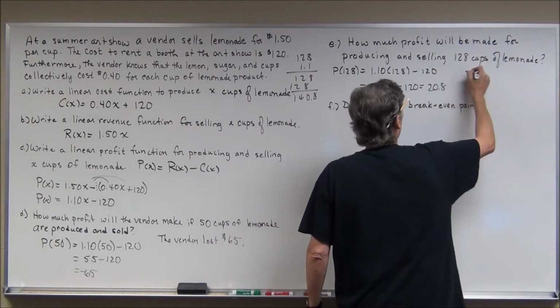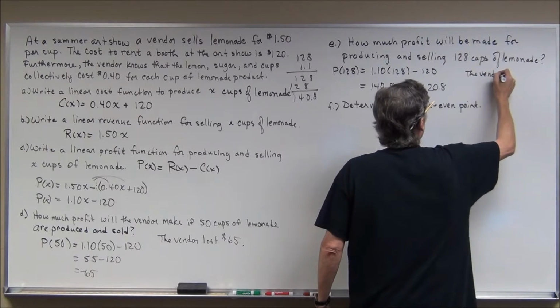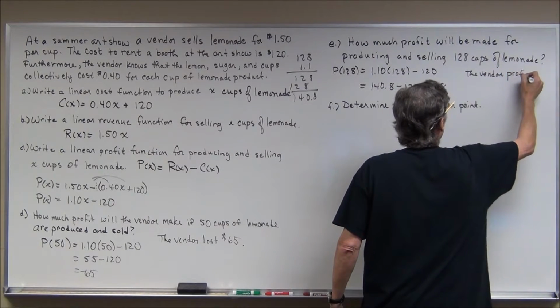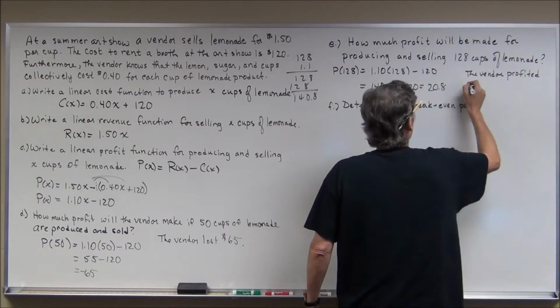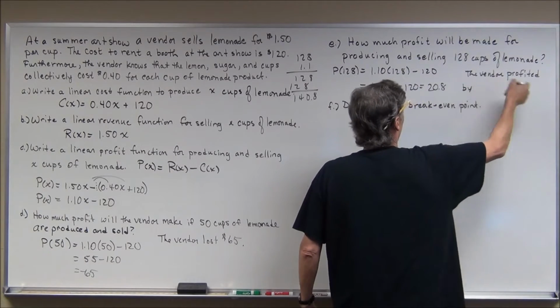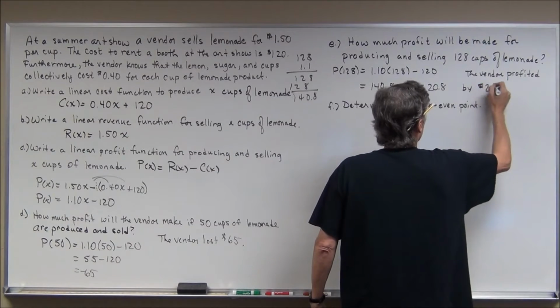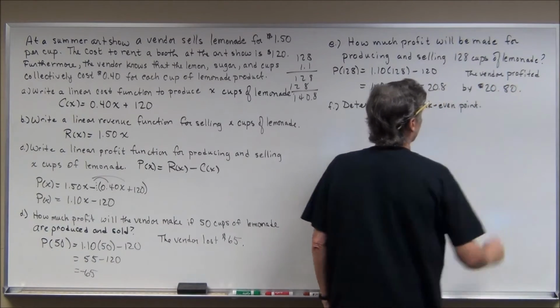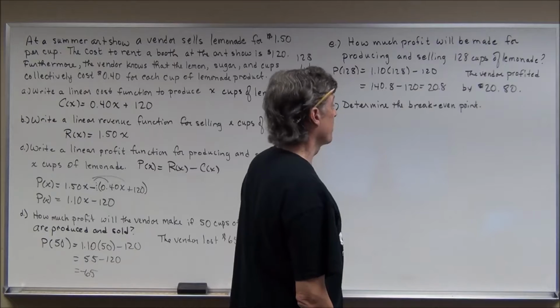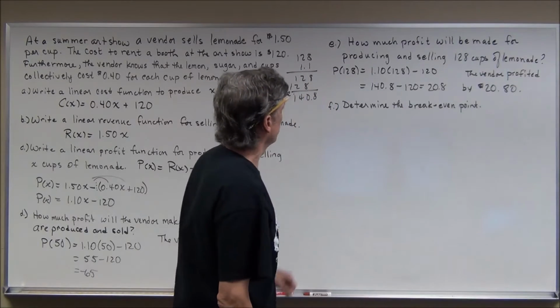So the vendor profited by, maybe this is poor wording, made a profit of $20.80. The vendor profited by. Okay, I'm sticking with it. I didn't have much space anyway.